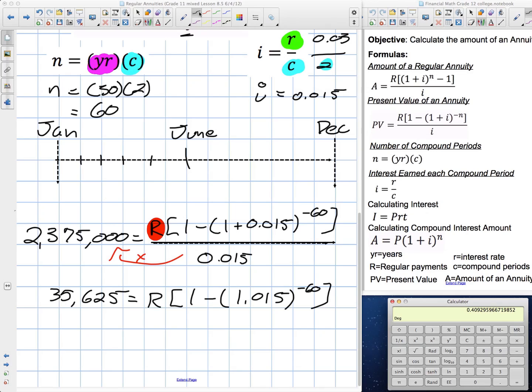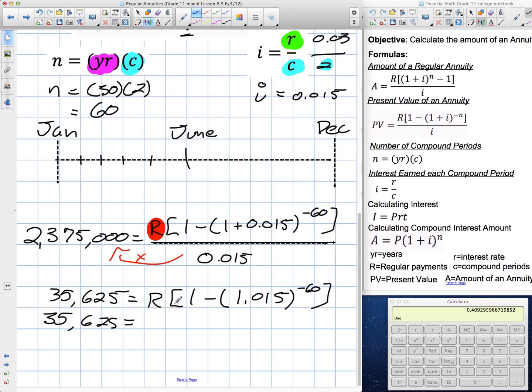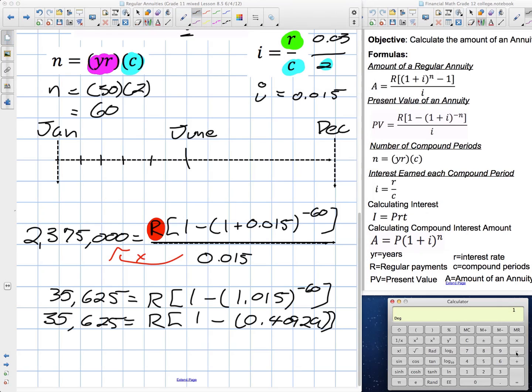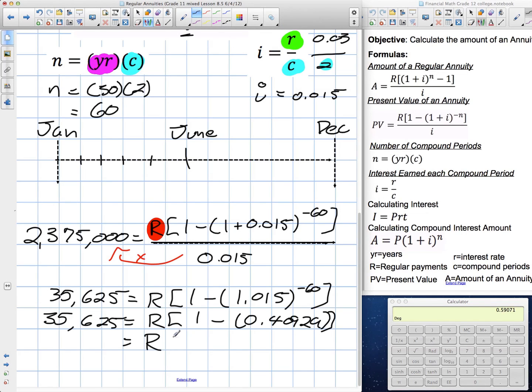Okay, so our number here, we'll rewrite the next line: 35,625 equals R times 1 subtract, and this is what our bracket is now, 0.40929. That's good enough. We're going to simplify this bracket. I need to subtract that from 1. 1 subtract 0.40929. So it was fine the other way. It was the rounded version, very close. So our bracket now reads 0.59071.